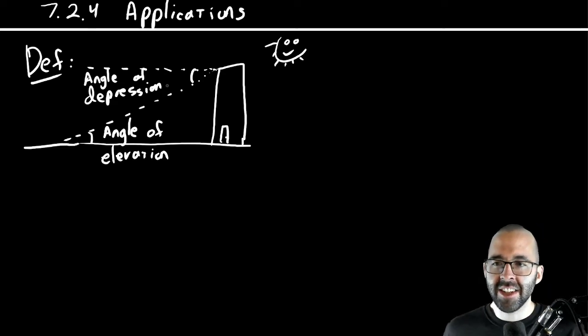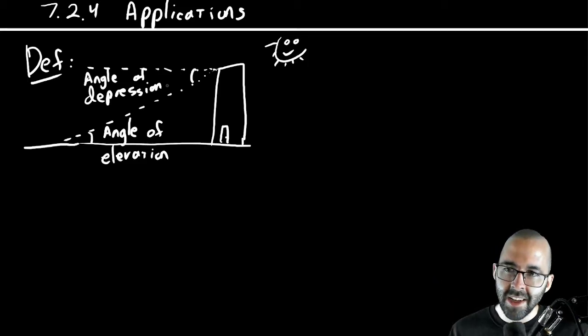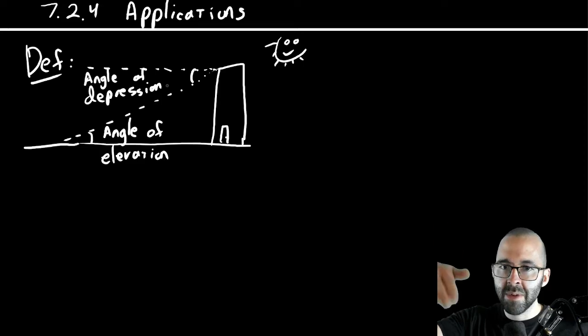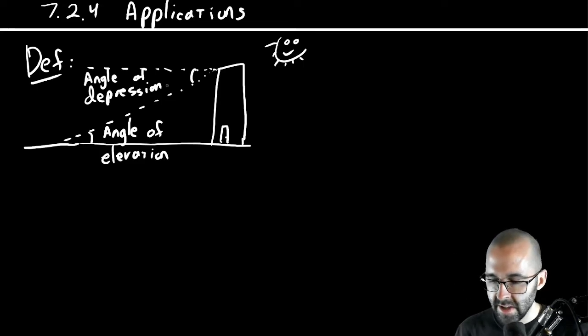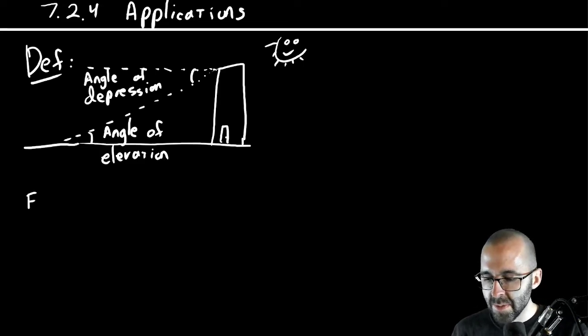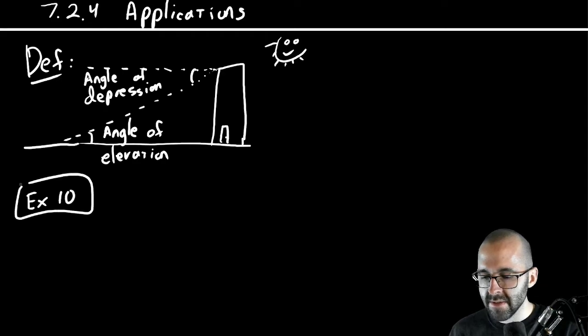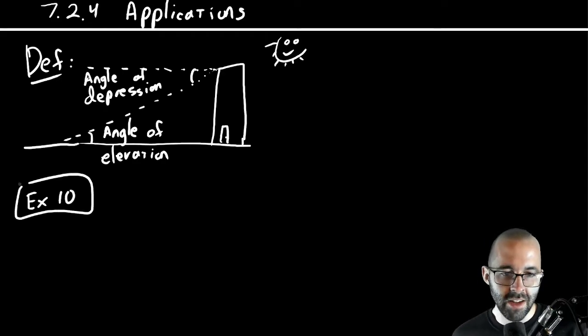Angle of elevation, angle of depression. That's what those are referring to. Angle of elevation from the ground looking up. Angle of depression from the top looking down. And we're going to use those for some examples. So we're just going to do one example today. There's more in the book. Draw a lot of pictures. And here we go.